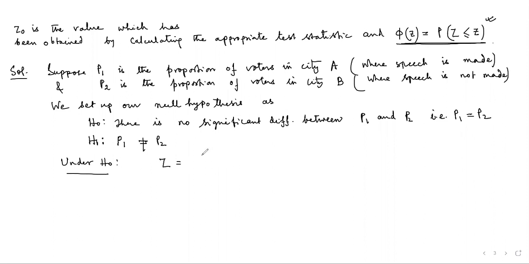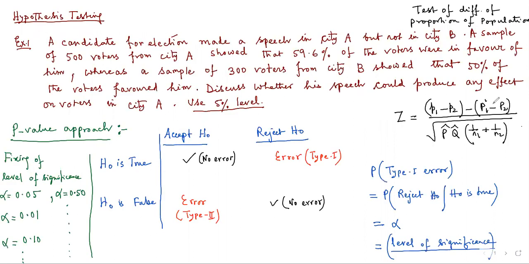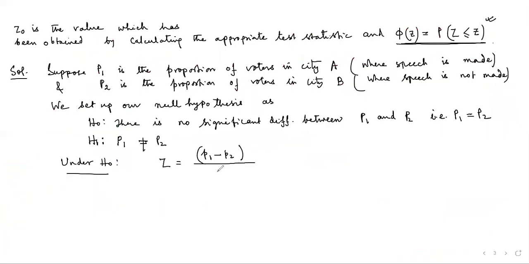You already know, it is written in the first page. It is small p1 minus small p2, but you see the second part is this P1 minus P2. This is the actual formula, but since in the null hypothesis we already assume that P1 minus P2 is 0, that part will not be there, and therefore our formula reduces to the square root of p cap q cap times (1 by n1 plus 1 by n2).